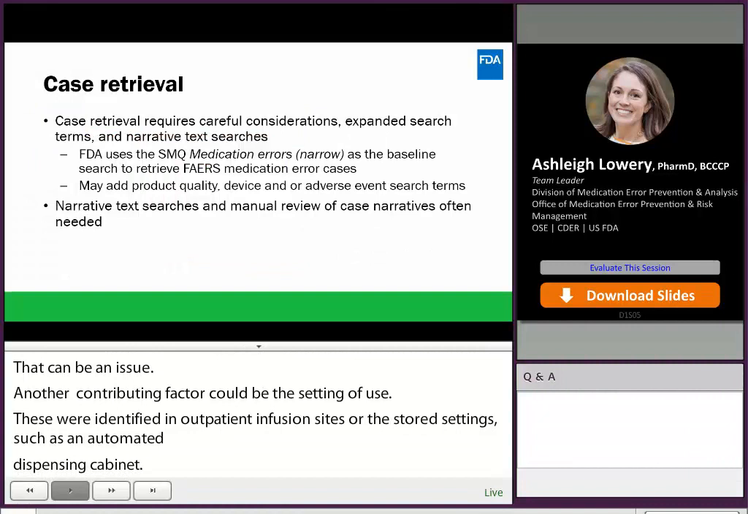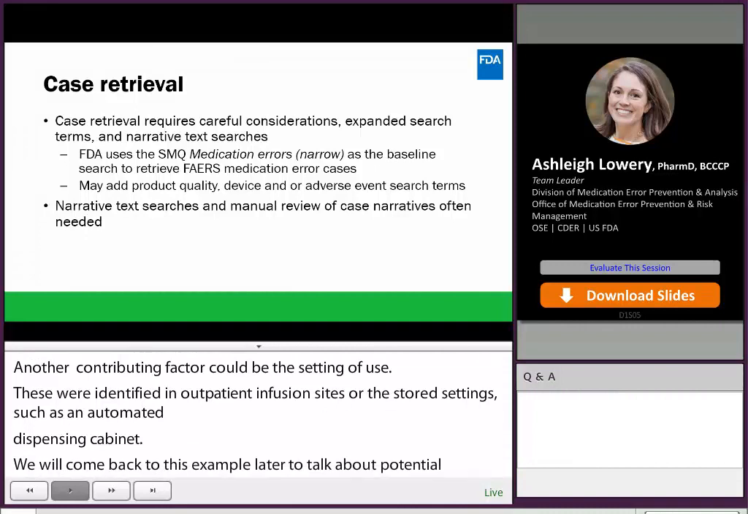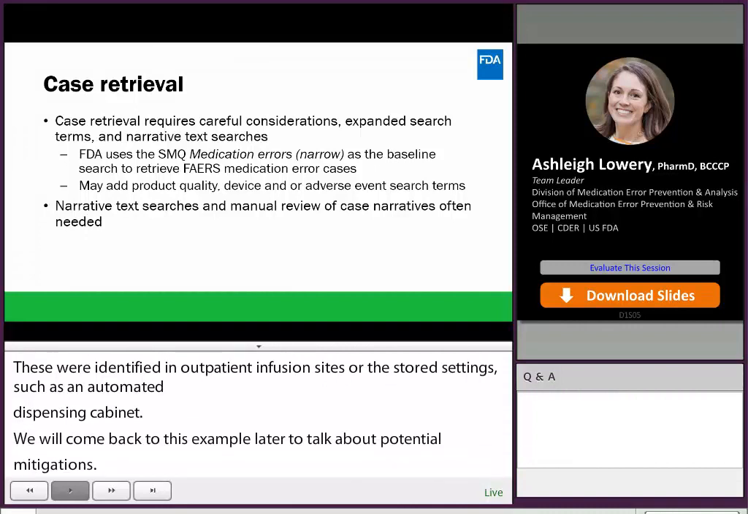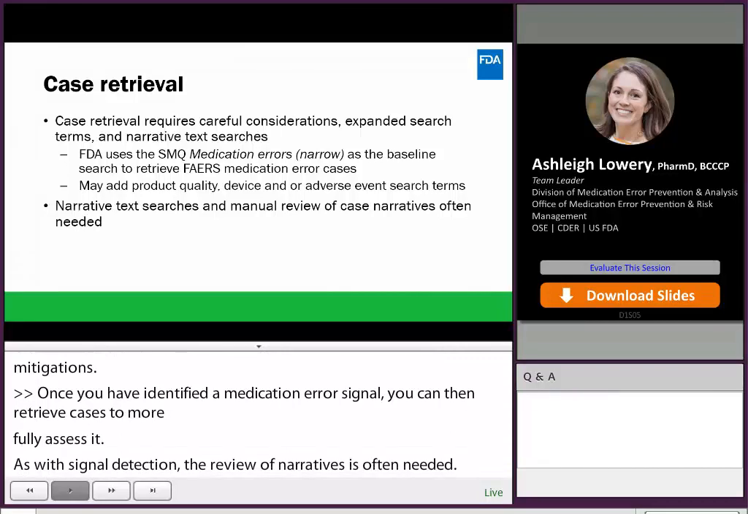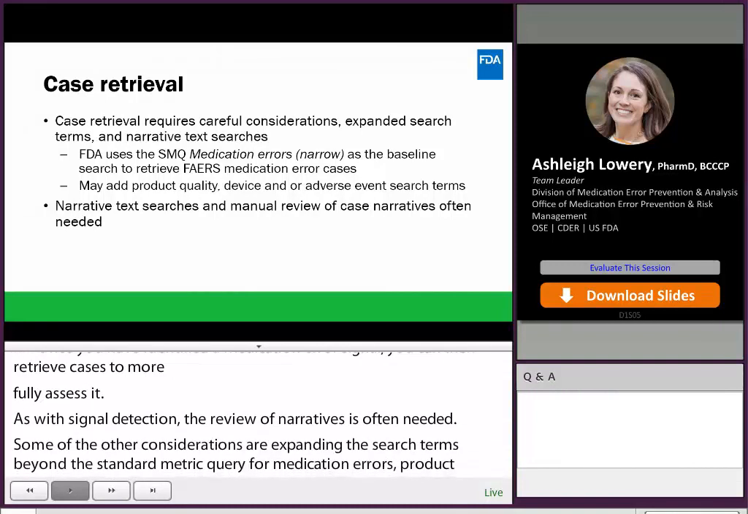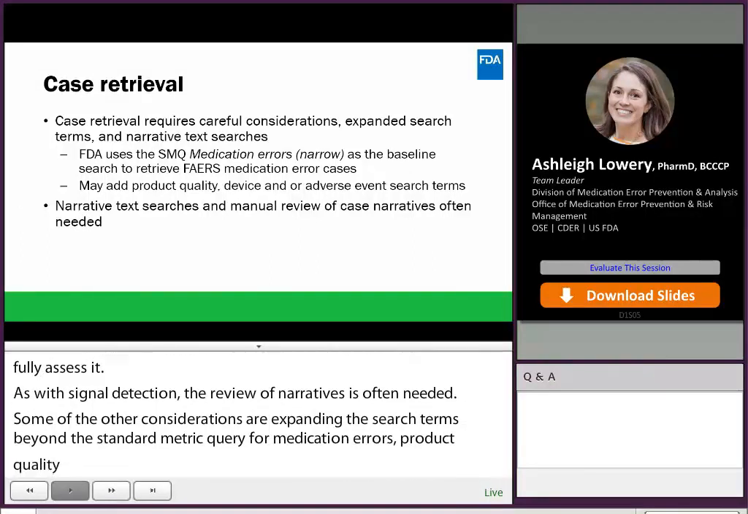So once you've identified a medication error signal, you can then retrieve cases to more fully assess it. As with signal detection, review of narratives is often needed, but some of the other considerations are expanding the search terms beyond the standard MedDRA query for medication errors. Product quality, device, or adverse event search terms could be added, and narrative text searches are another method that could be used if there's a specific term or medication error type that may be entered in the narrative that can be searched for. And then manual review can often be needed to review the full narrative for a full assessment.